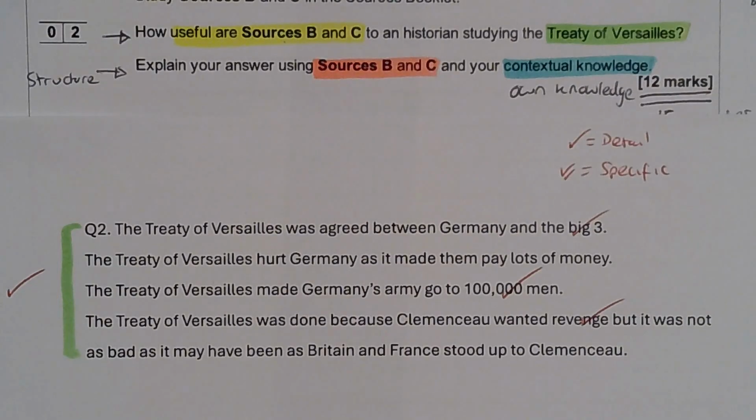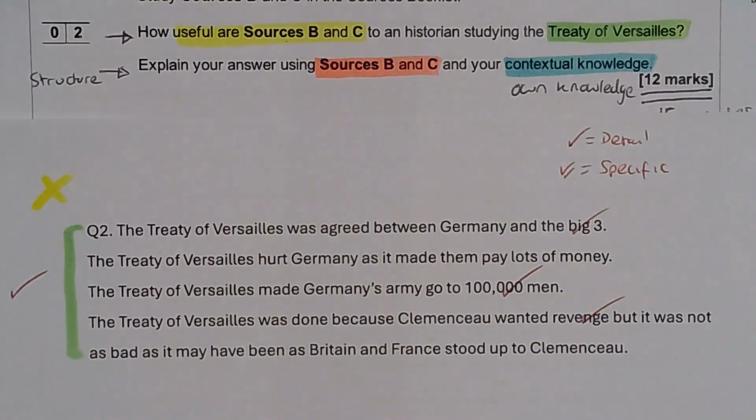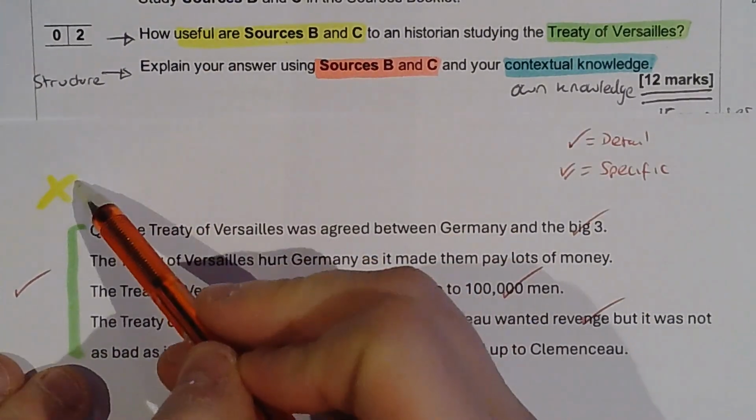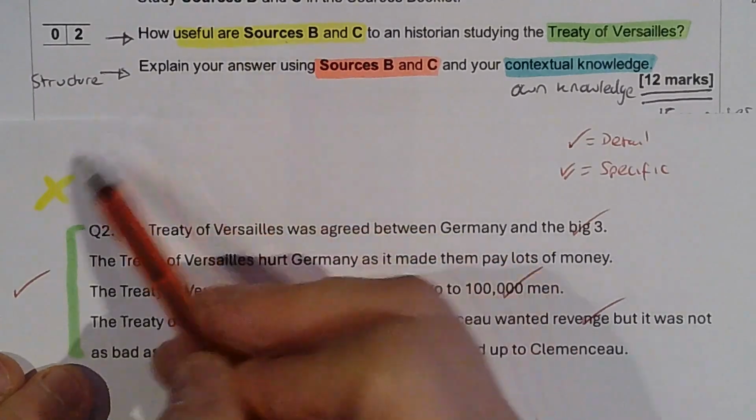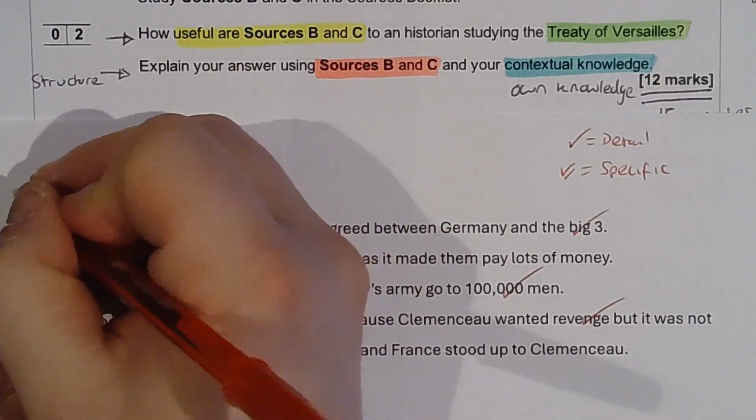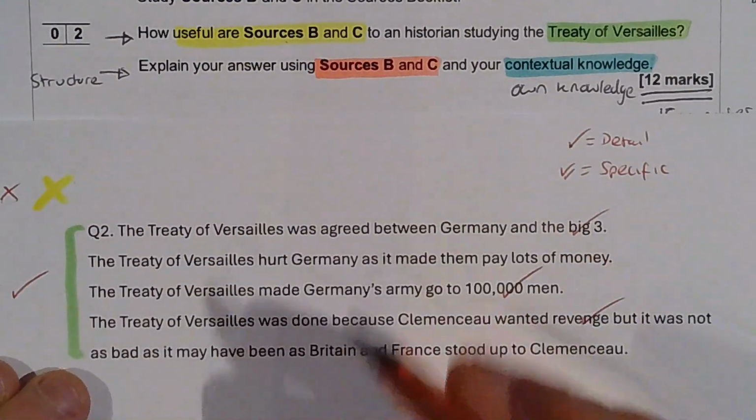Now, ultimately, you are going to pick up marks for that. But the examiner will say there is no talking about sources B and C. Okay? So sources B and C, there isn't any.